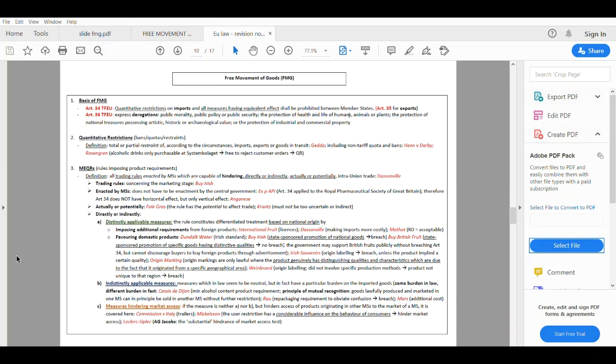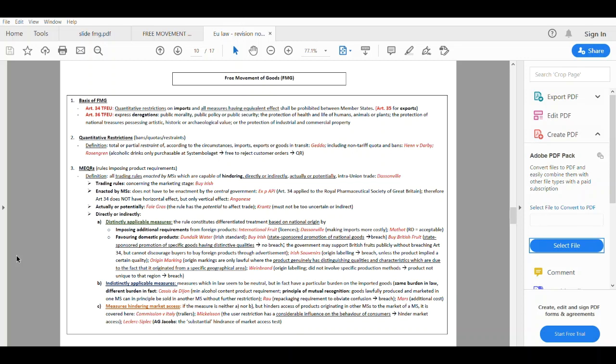In that case, his argument was that requirements such as that imposed in this case, the requirement of an origin marking, clearly fall within the prohibition of Article 34, as it can be termed a measure having equivalent effect to a quantitative restriction, because it has the effect of actually hindering trade. The Court of Justice in that case sided with this argument and provided the definition of MEQR.